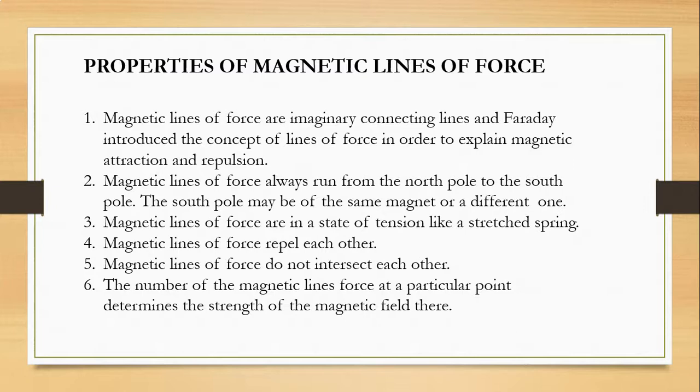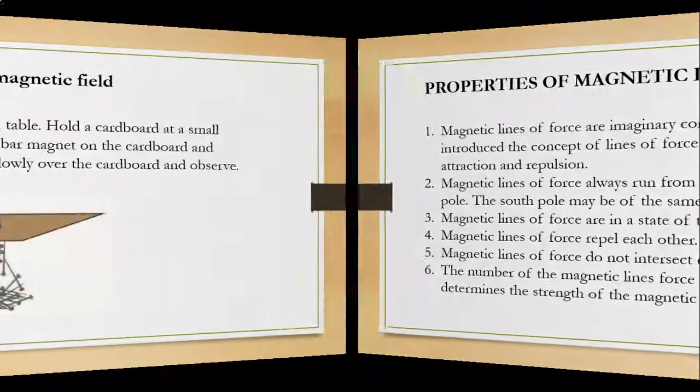The magnetic lines of force are in a state of tension like a stretched spring. Magnetic lines of force repel each other. Magnetic lines of force do not intersect each other. If you remember the picture, they don't intersect each other. And if the lines are close enough, they start repelling each other. The number of magnetic lines of force at a particular point determines the strength of the magnetic field there. So these are some of the properties of magnetic lines of force.